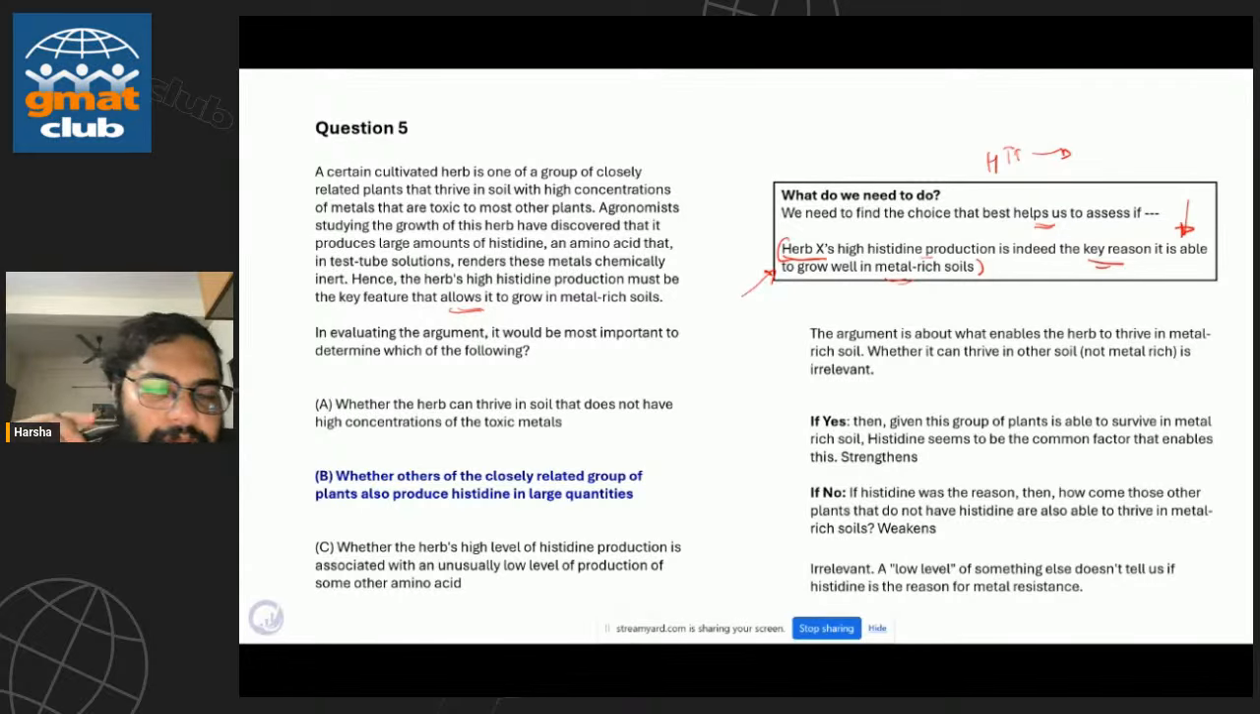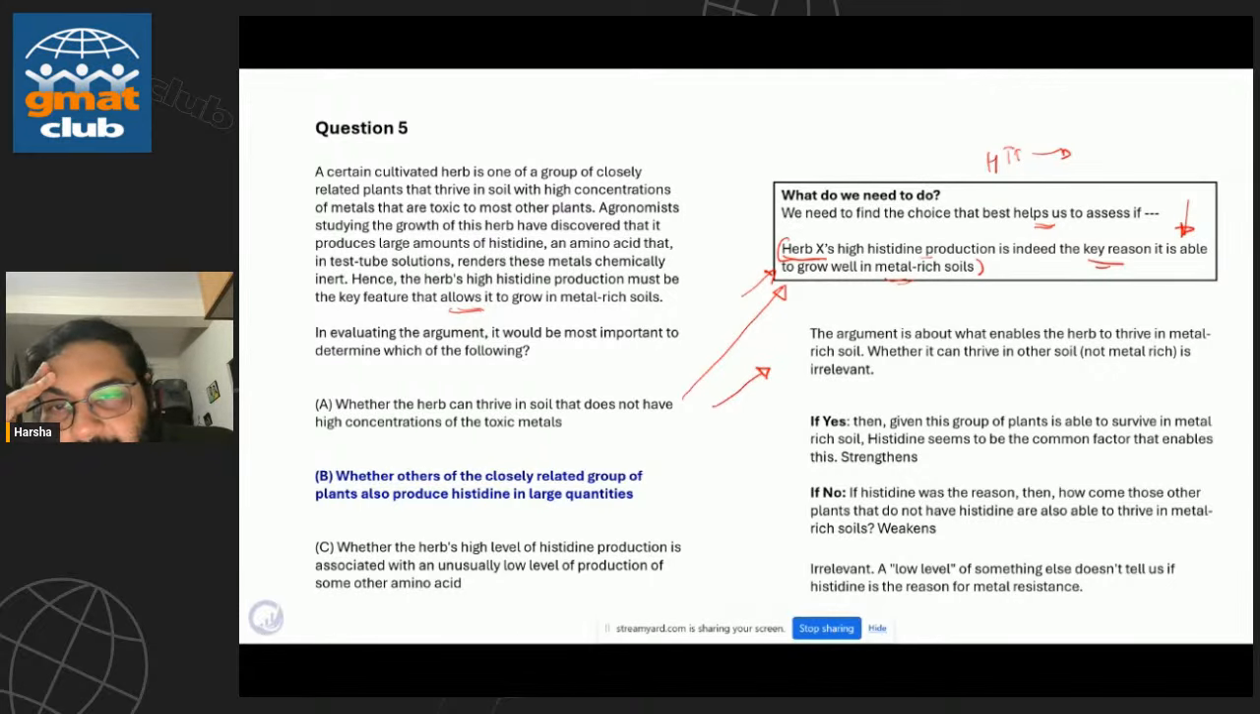Okay. So let's look at choice A. Whether the herb can thrive in soils that do not have high concentrations of the toxic metals. This one should be fairly easy to reject. It should be irrelevant. Why is that? What is the argument about? Again, what matters is your discipline in connecting it to what you're trying to do. Your argument is about whether, in the case of herb X, the reason it's able to thrive in metal rich soils is the high histidine production.